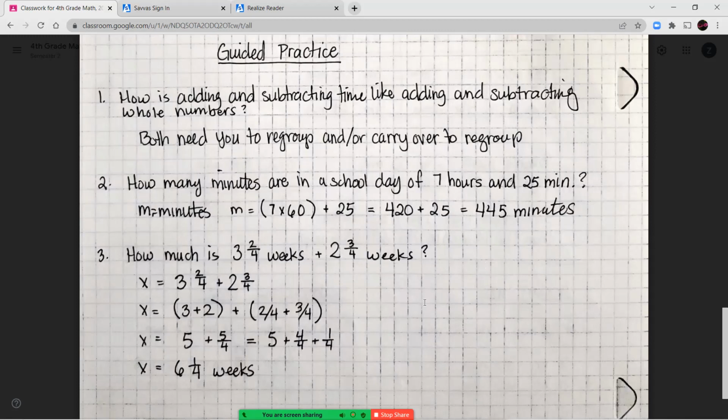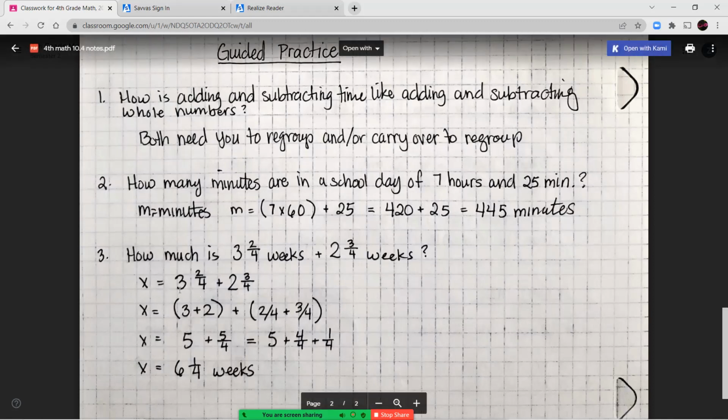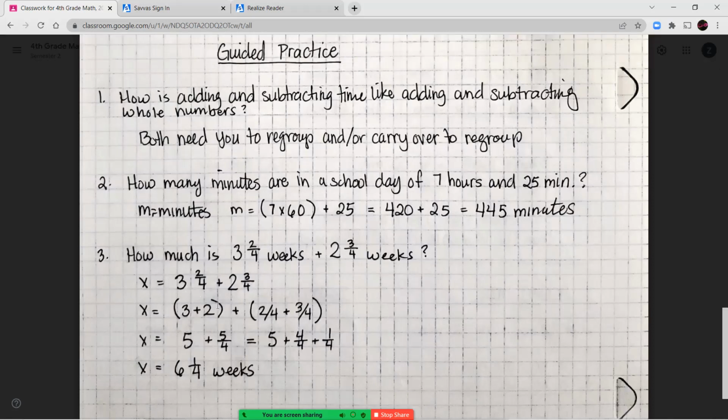For number 3, how much is 3 3/4 weeks plus 2 3/4 weeks? So I'm going to use X as my variable. Now I'm going to add the same way I was adding before. I'll add my whole number parts first, my fraction parts, and then rename them as needed. So 3 plus 2 was 5. 3/4 plus 3/4 is 6/4. So 5 whole plus 6/4 is the same thing as saying 5 whole plus 4/4 plus 2/4. So that makes 6 altogether plus 2/4. So X is equal to 6 1/2 weeks.